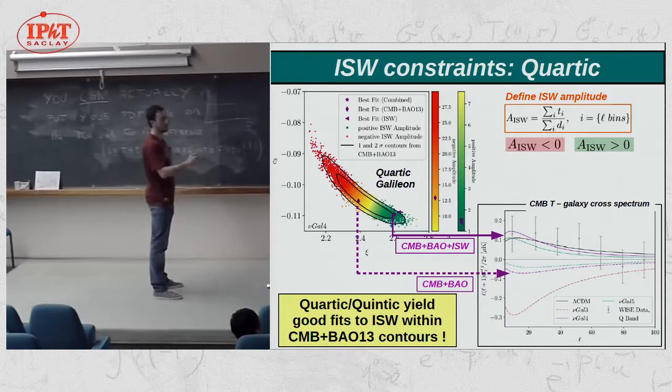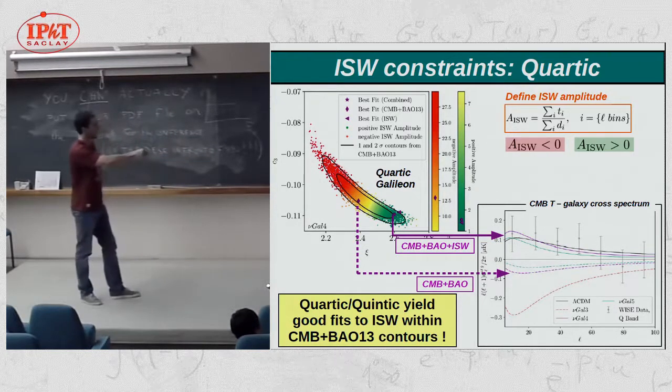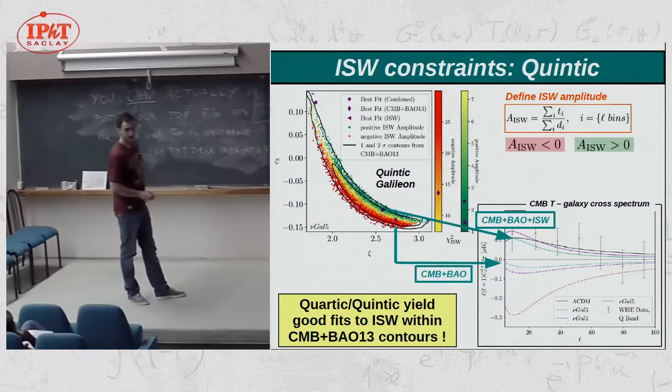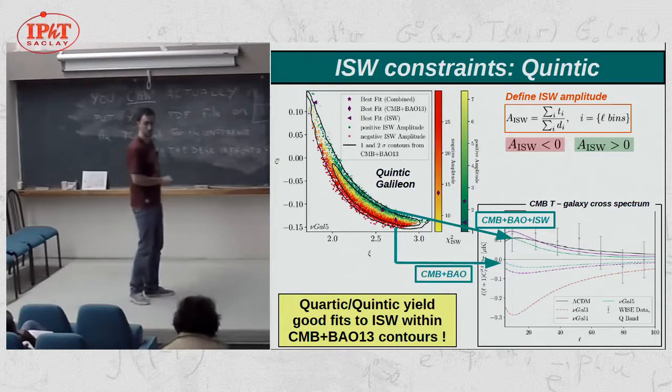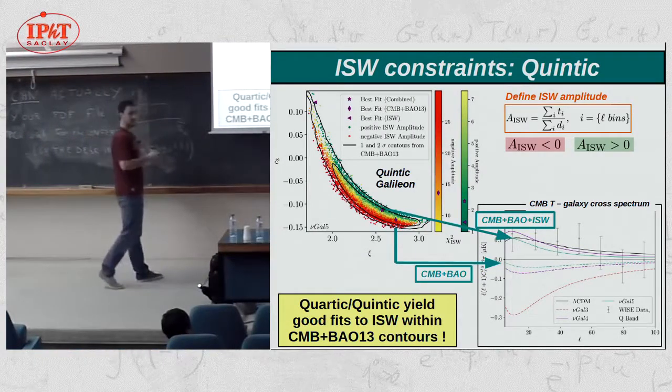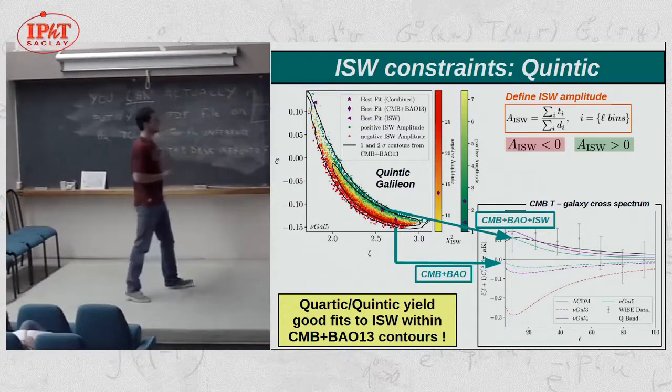So basically what we failed to appreciate is the fact that there may be corners at the end of the 1 sigma contours that can have a positive sign for the ISW. So as I said, the picture between quartic and quintic just changes at the quantitative level. Qualitatively, the same conclusions remain. So the quartic and the quintic pass the ISW test, at least for the WISE sample.